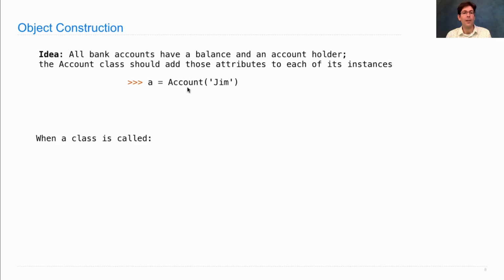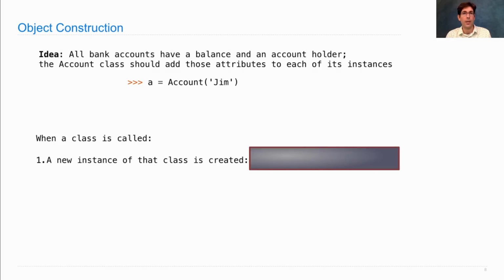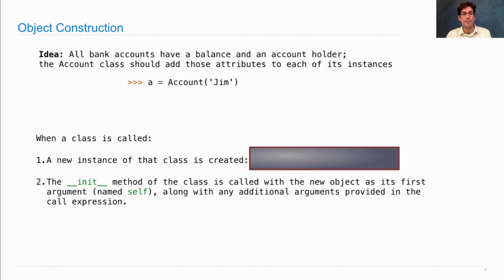So here we're calling a class, as you can see, and that's how we create instances of the class. When a class is called, a new instance of the class is created. It starts out as a blank slate, and it's up to the class to fill it in. The specially named __init__ method of the class is called with the new object as its first argument, bound to the name self, along with any additional arguments provided in the call expression. Here we have 'Jim' provided in the call expression.